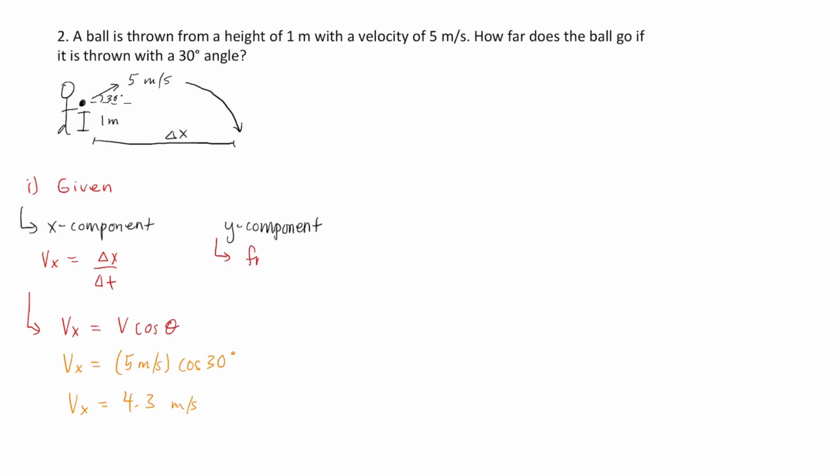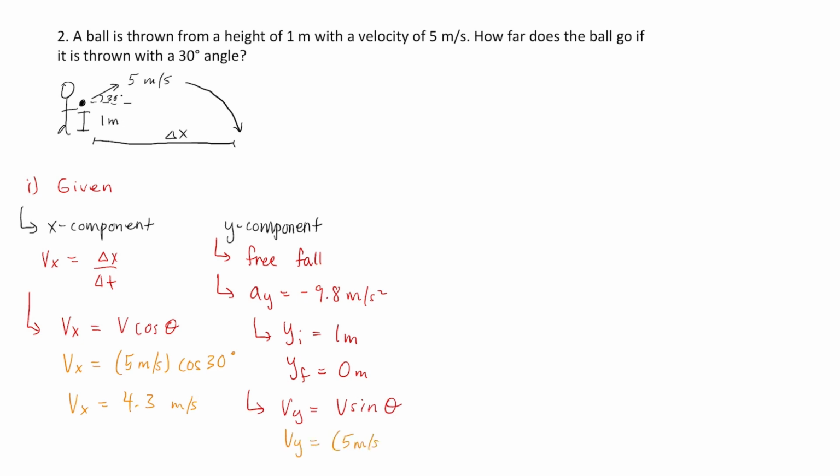Now let's look at the y component. Remember, the y component is free fall, which means the acceleration in the y component is the acceleration due to gravity. So that's negative 9.8 meters per second squared. We also know the initial position of the ball, which is 1 meter, the final position of the ball, which is 0 meters because it lands on the ground, and we can solve for Vy using V sine theta. All I have to do is plug in my values, and we find that Vy is equal to 2.5 meters per second.